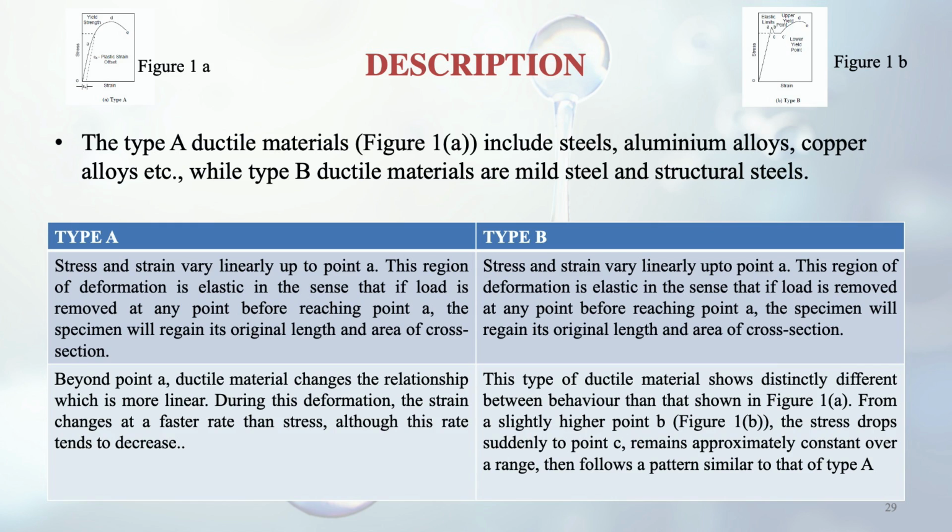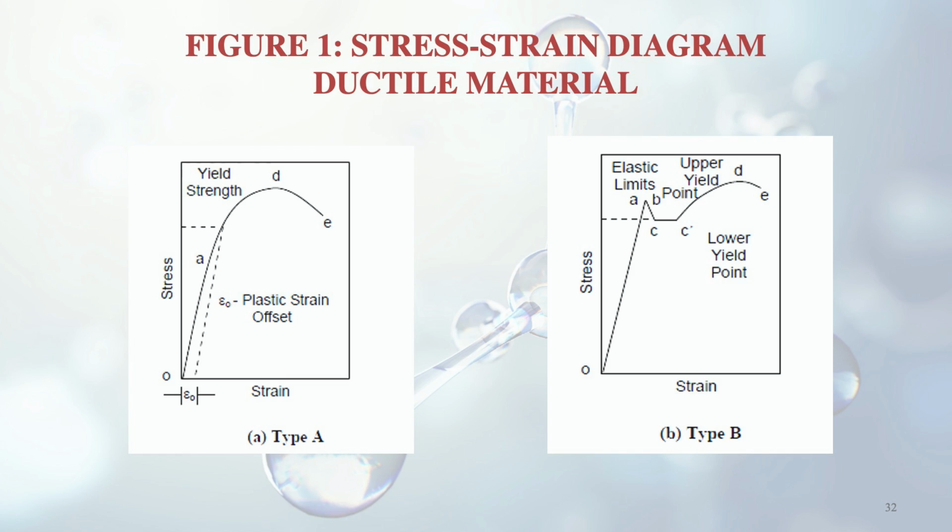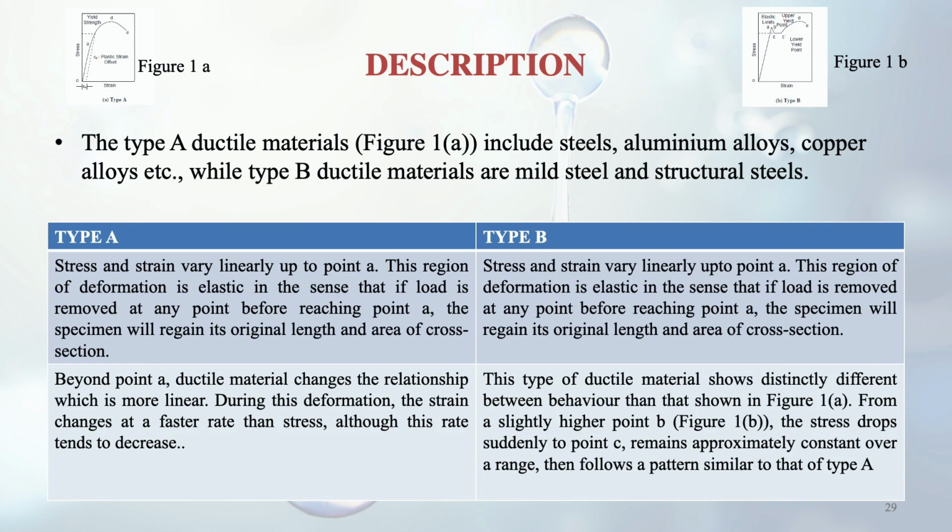So this region of deformation is elastic in the sense that if load is removed at any point before reaching point A, the specimen will regain its original length and area of cross section. And this is happening for both materials, type A as well as type B. Now what happens in type A after point A? Beyond point A, the ductile material changes the relationship, which is no longer linear. During this deformation, the strain changes at a faster rate than stress, although this rate tends to decrease. This is for type A material.